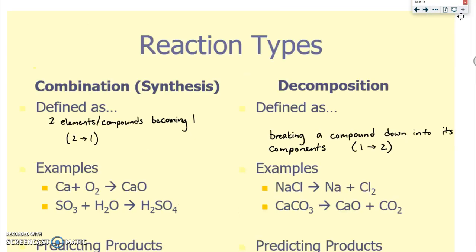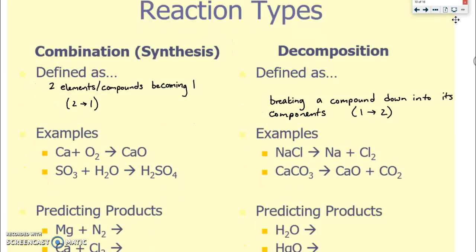The next section is all about reaction type. We're going to talk about 5 main types of reactions. The first one is combination, also known as synthesis. This is when 2 elements or compounds become one. You'll see that I have a couple of examples.